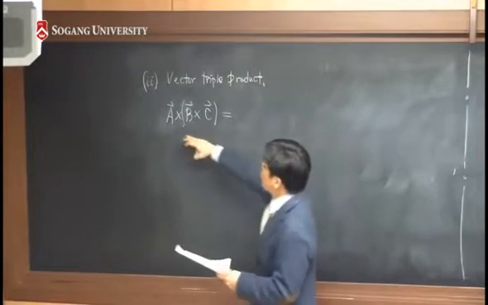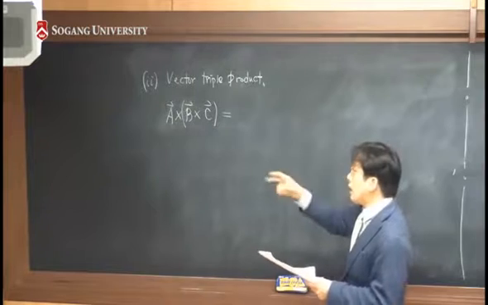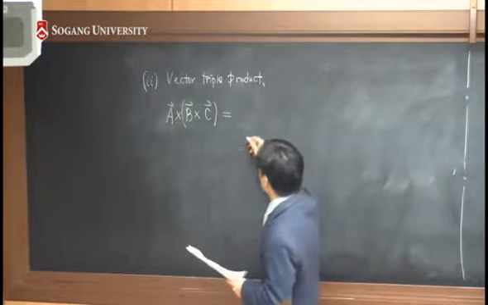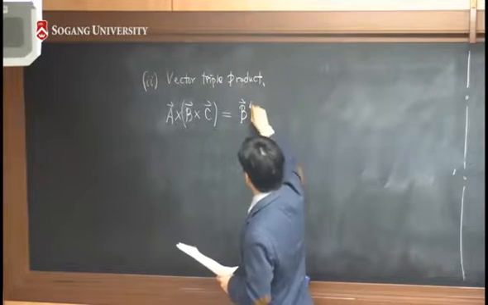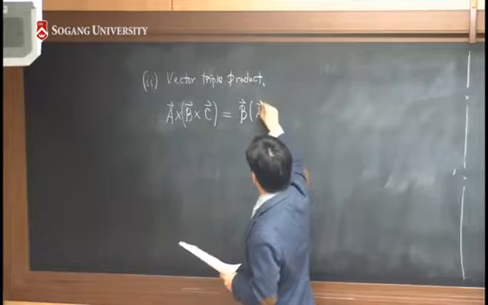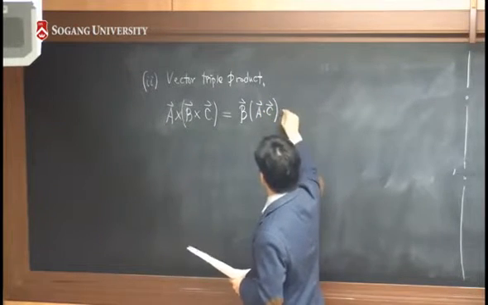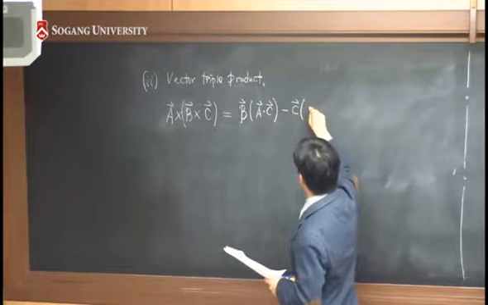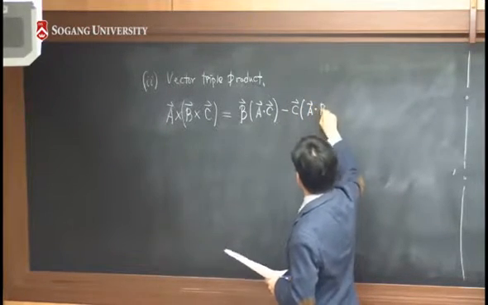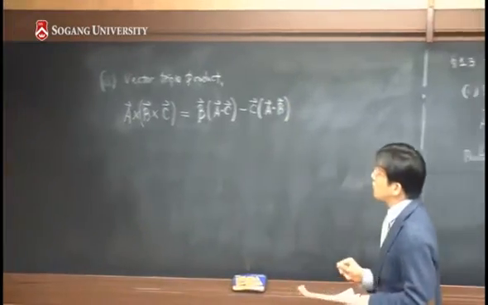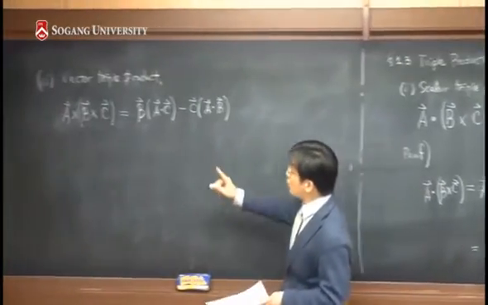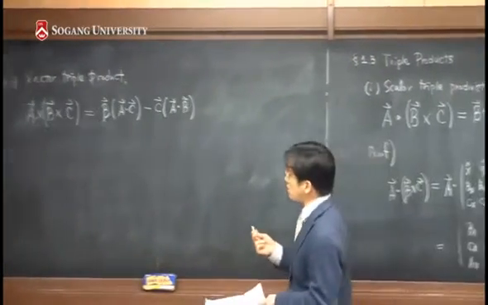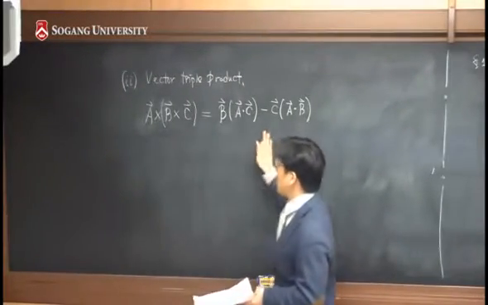And if you analyze them using a component expression, the resulting one will be in this shape: B times A dot product of C minus C vector and A dot B. Okay? Now this is a kind of formula you can prove using a component expression of each vector, such that whether these two are same or not.